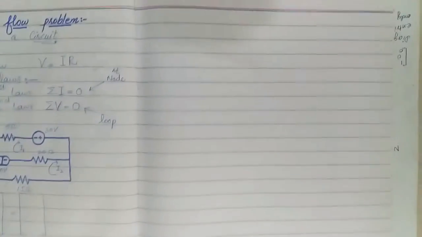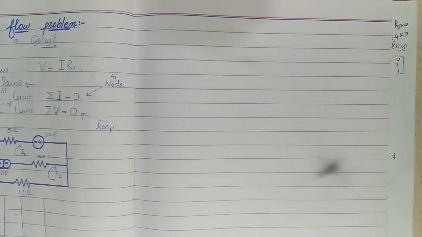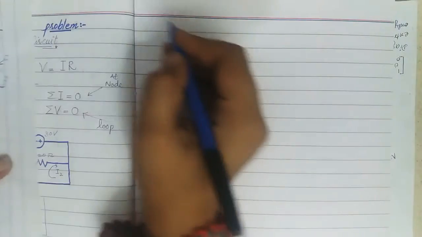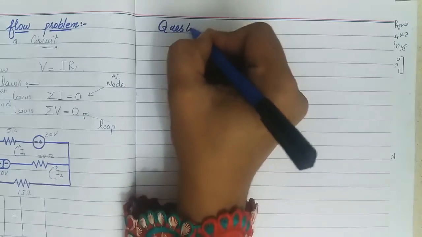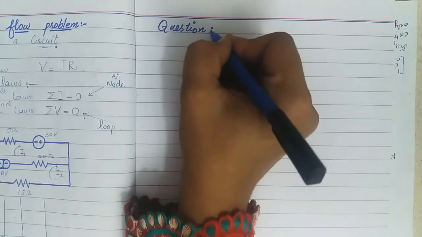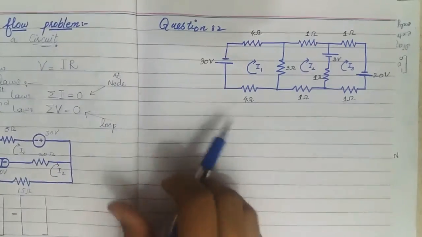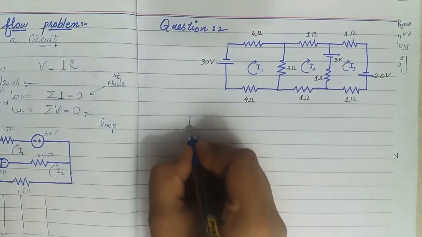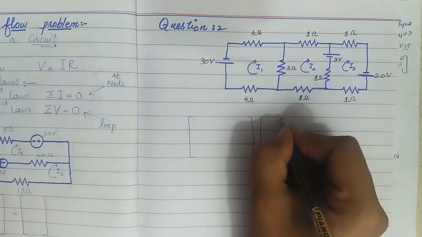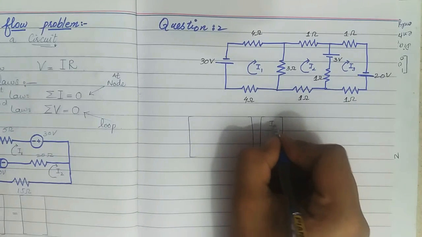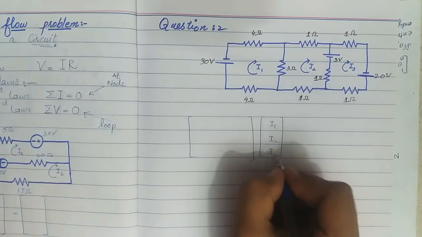Now let's move towards the third problem. And this third problem states that there are 3 loops in the circuit, so the formed matrix will be a 3 by 3 matrix. The values of the unknowns that we are going to find are I1, I2, I3.